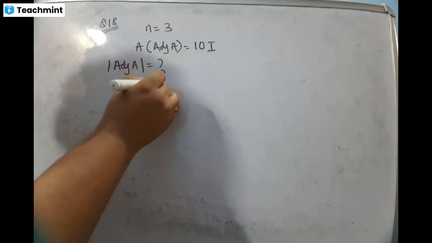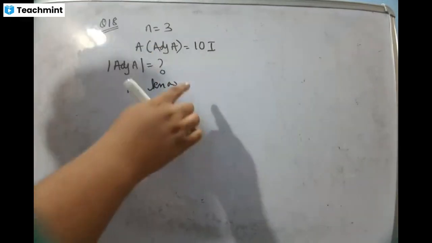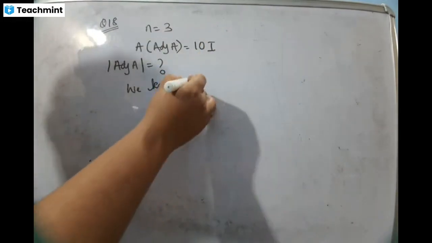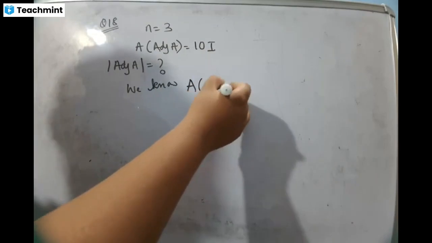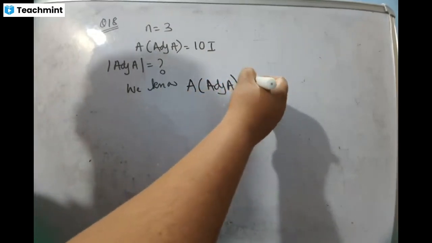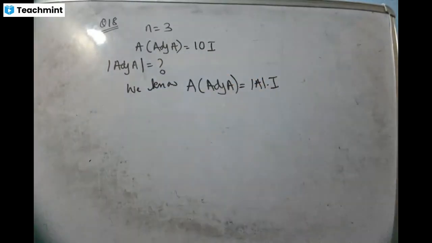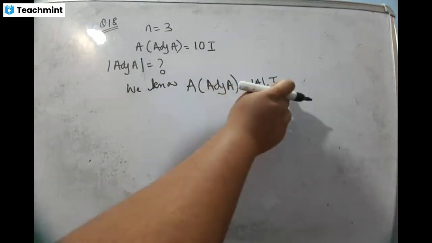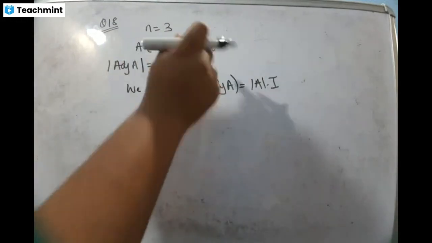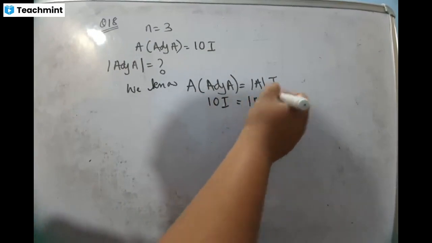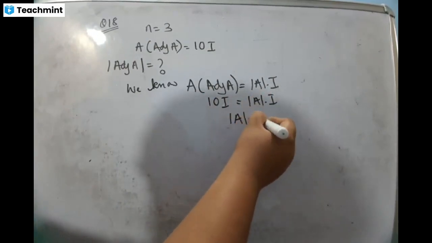We know that A into A inverse, the matrix into its inverse, is identity, but the matrix into its adjoint will give you determinant A into identity. Don't forget this very important property. A into adjoint A will always give you determinant A into I. So A into adjoint A is already given, that is 10I equal to determinant A into I. So I and I get cancelled, so the value of determinant A is 10.